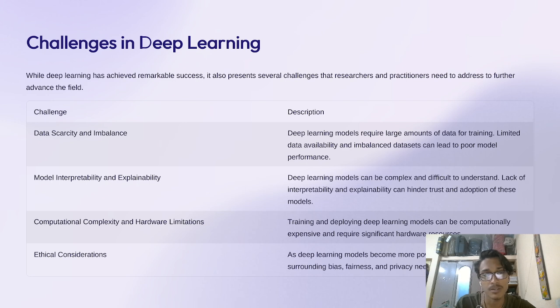Model interpretability and explainability. Deep learning models can be complex and difficult to understand. Lack of interpretability and explainability can hinder trust and adoption of these models. Computational complexity and hardware limitations. Training and deploying deep learning models can be computationally expensive and requires significant hardware resources. Ethical considerations. As deep learning models become more powerful, ethical considerations surrounding bias, fairness, and privacy need to be addressed.